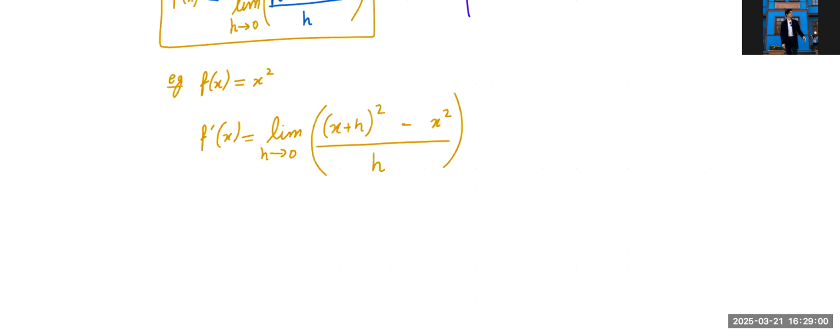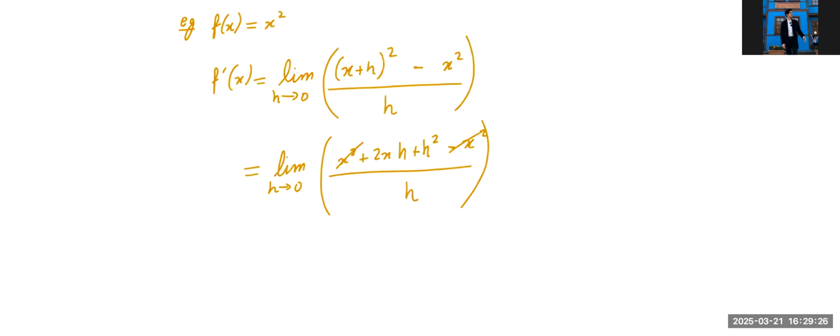Now our goal is to solve this limit problem. The first thing when you're solving limit problems, and hopefully I'll make a separate video about how to solve limits, but for now, assuming that you're familiar with the basics of them, you have to open this up. So expand this: x squared plus 2xh plus h squared minus x squared, over h. Simplify as much as you can. The x squares cancel out, and that leaves you with 2xh plus h squared over h.